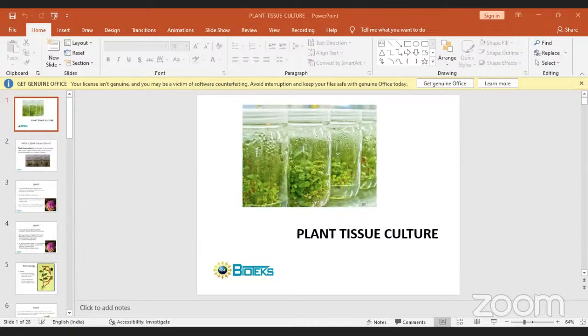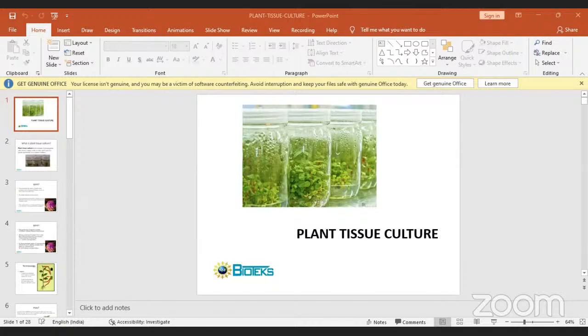These are the callus cultures. Different cultures include suspension culture, continuous culture, and batch culture. Suspension culture is a type of culture in which single cells, protoplasts, or small cell aggregates are agitated in liquid medium. So here we have batch culture and continuous culture, and the regeneration of plants through cell suspension culture and protoplast culture.